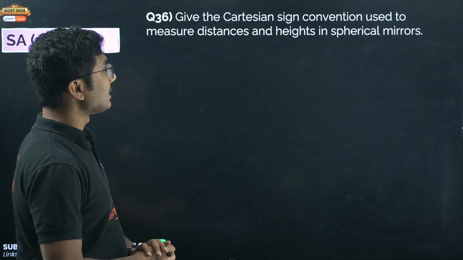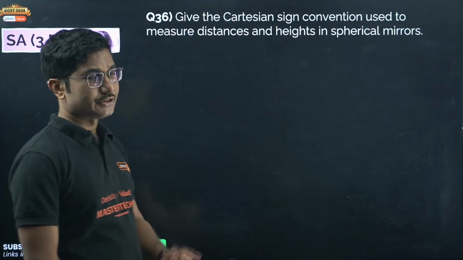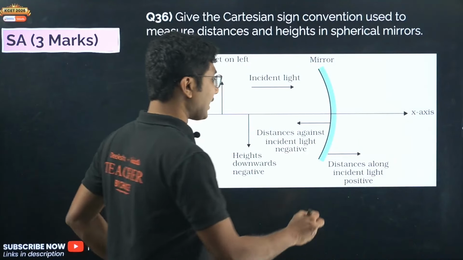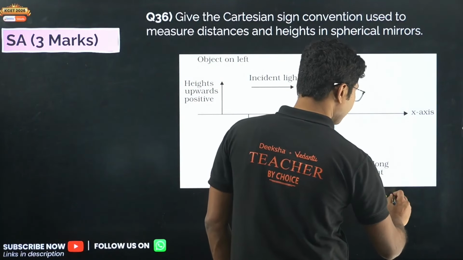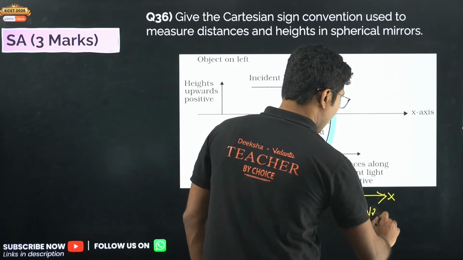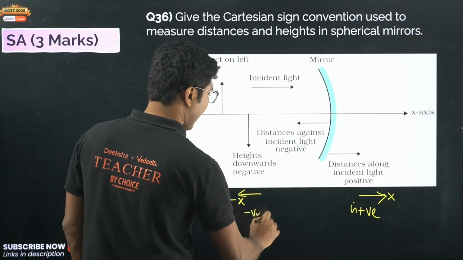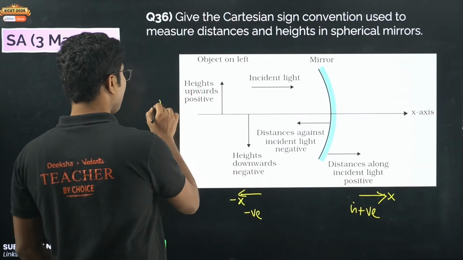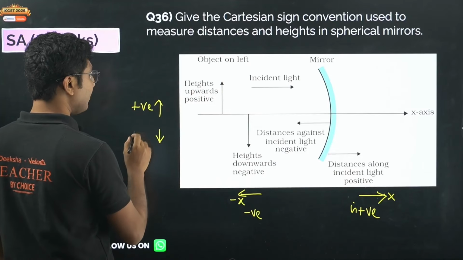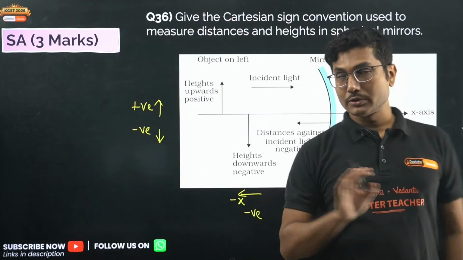Give the Cartesian sign convention used to measure the distances and heights in spherical mirrors. So this is a 3-marker question. You have to draw the diagram and mention that any direction along the positive x-axis is positive, and any direction along the negative x-axis is negative. Any direction in the positive y-axis is positive. You have to write it in words, and any direction in the negative y-axis is negative. If you write this, then you will get full marks with the diagram.